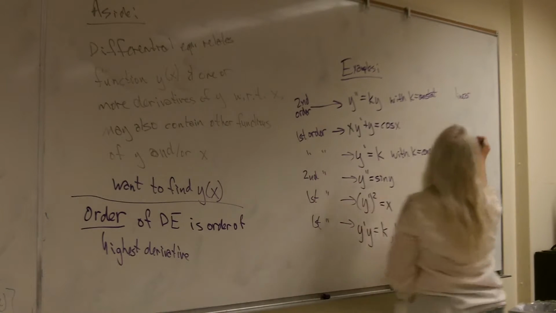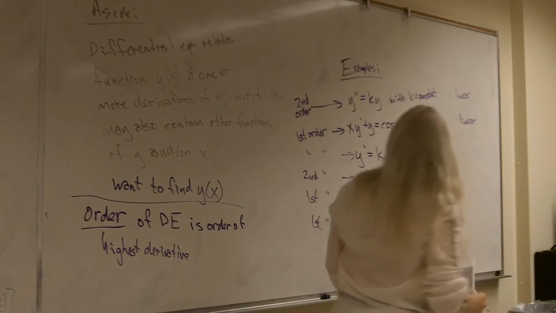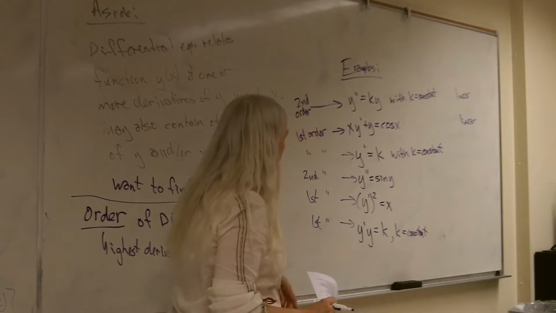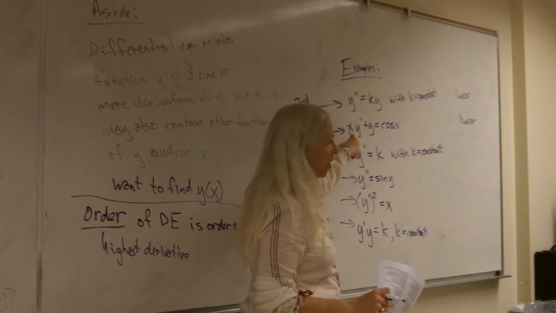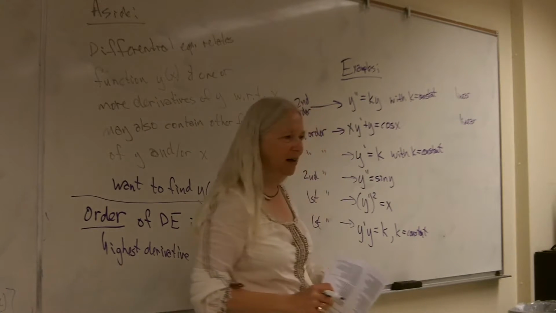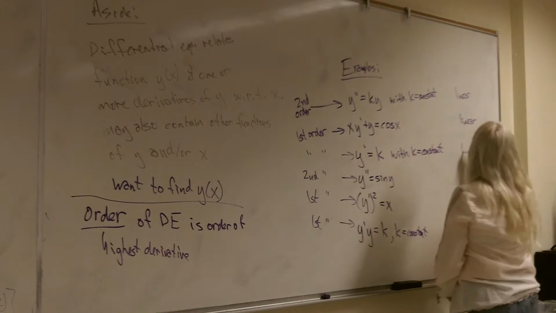Actually, this one's also linear, because again, y prime and y are each to the first power. It's okay for the coefficients to be functions of x, and it's okay for the b over here on the right-hand side to be a function of x. Right? That's fine. So that's linear. This one's clearly linear.